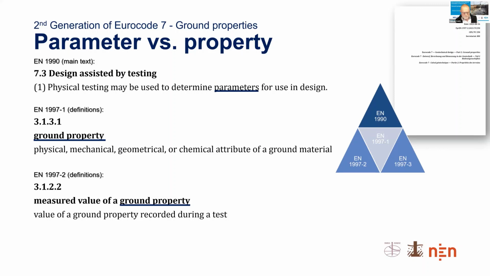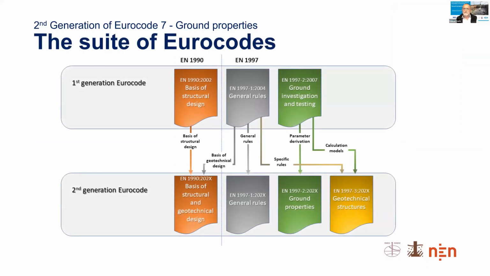So, what's new? What's the situation? What's the suite of Eurocodes? Here we have the first generation of Eurocodes, 1990, 97 part 1, and Eurocode 7 part 2 on top. And the second generation is a little bit larger. As you know, we have 3 parts of Eurocode 7.